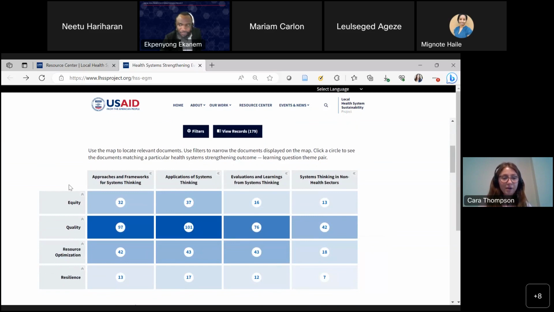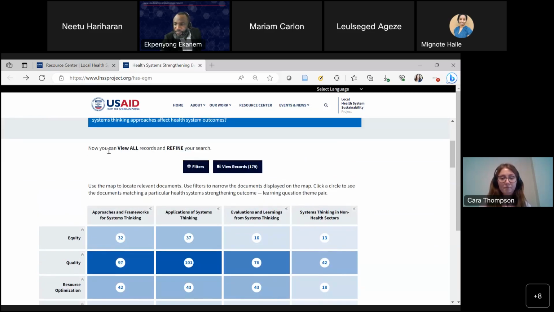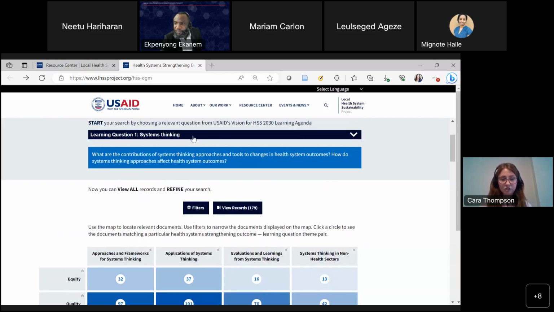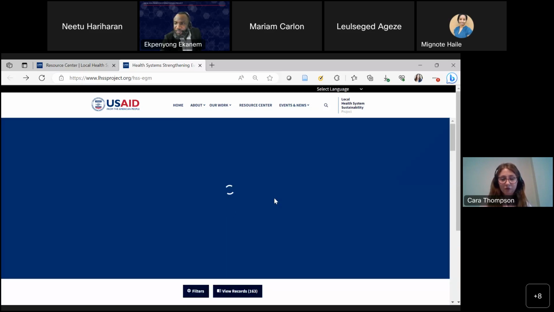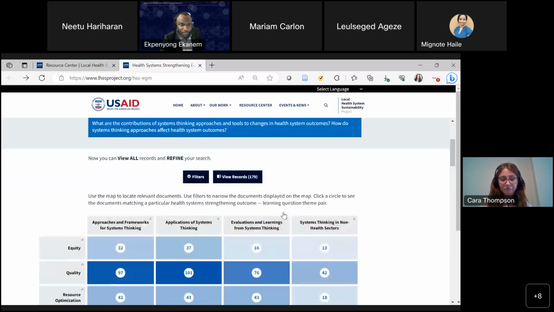Each gap map for each learning question is organized into rows and columns. The rows of equity, quality, resource optimization, and resilience are standardized across all of the learning questions. So you'll see that those will remain the same according to USAID's health priority outcomes. When it comes to columns, those are a bit tweaked per learning question depending on what we found in our actual review of the literature for each learning question. So if you toggle between a couple, you'll see that they change just a bit. So back to learning question 1.